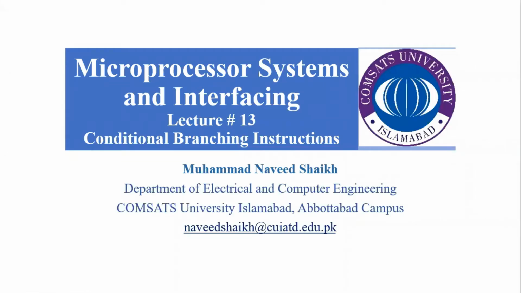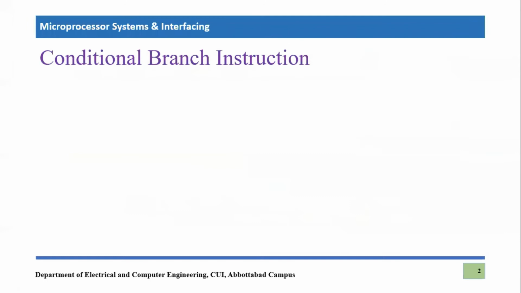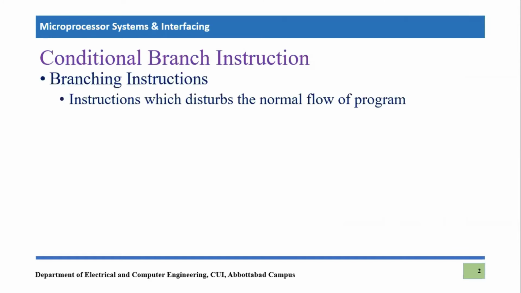Today we are going to conduct lecture number 13 of our course Microprocessor System, and today's topic is conditional branching. So let's discuss what is conditional branching. We know that we have already discussed branching instructions. So what are branching instructions? Branching instructions are those instructions which are used to disrupt the normal flow of program.